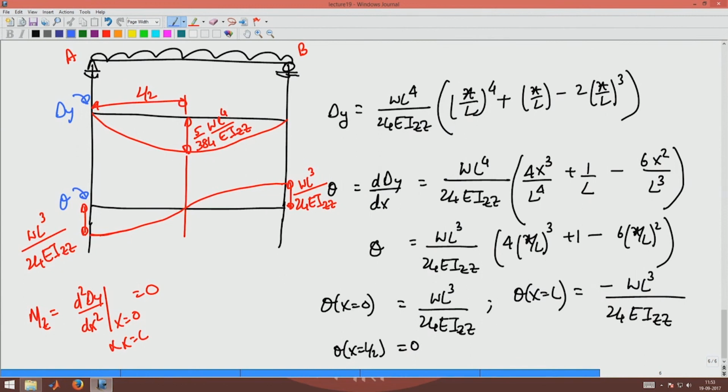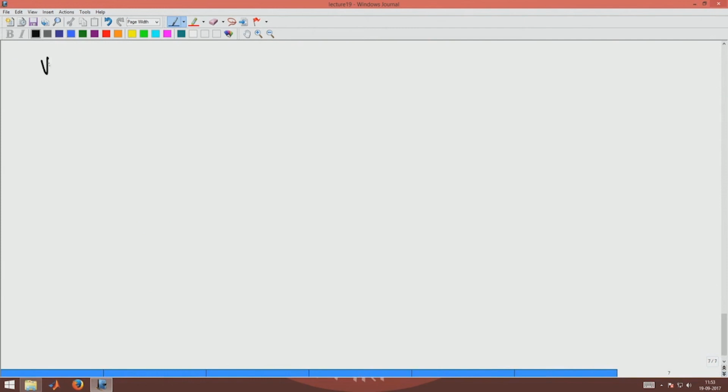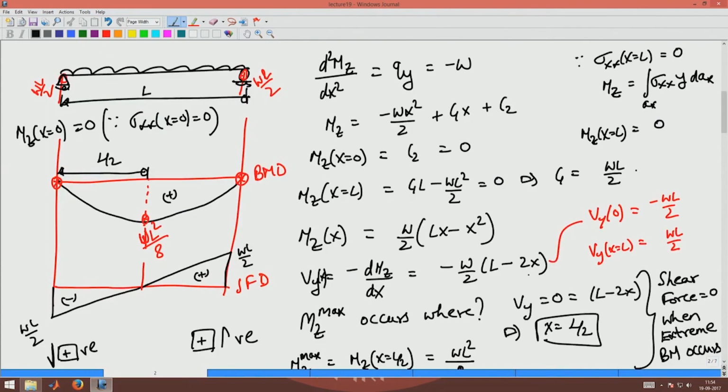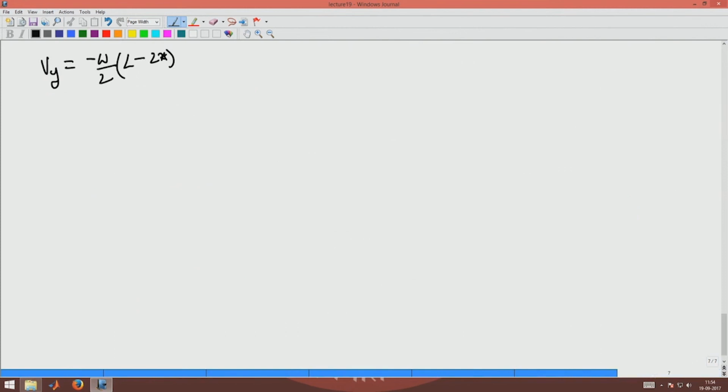Okay. Now, what is left? We haven't still looked at the shear force, right. So, now let us look at the shear force. We just saw that the shear force Vy was W by 2 into L minus 2x, with a negative sign there. That is the shear force. Now, what is the shear force going to produce? The shear force is going to be produced because there is a sigma xy stress, right. Now, how does this stress vary across the depth?